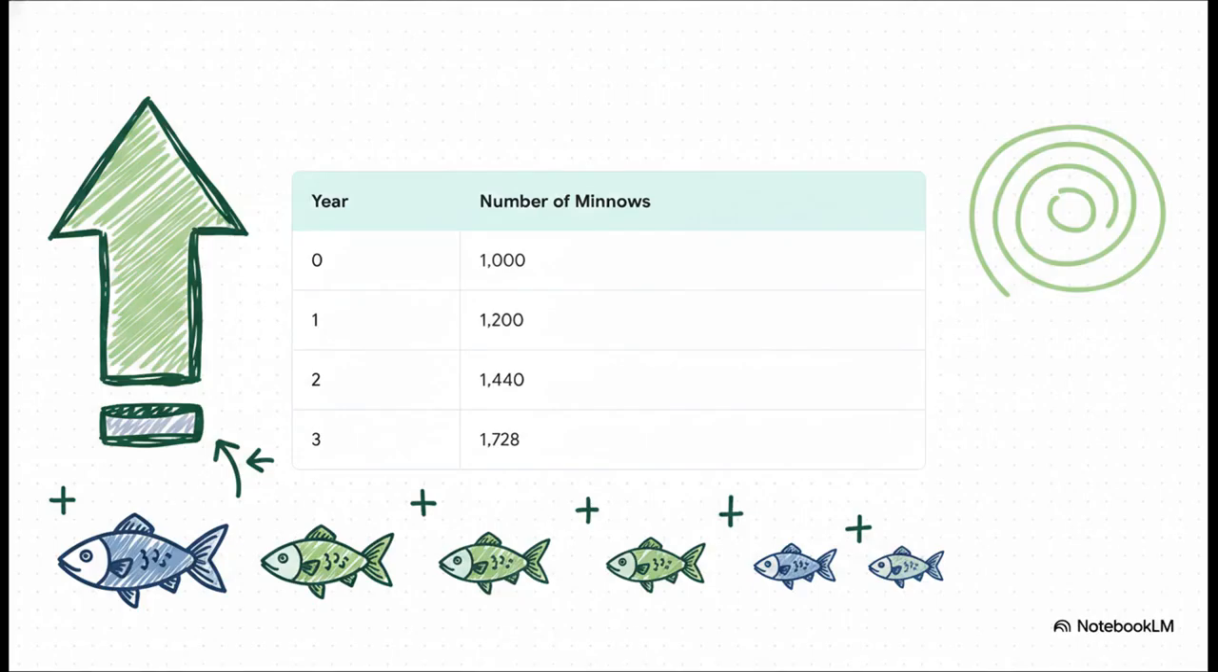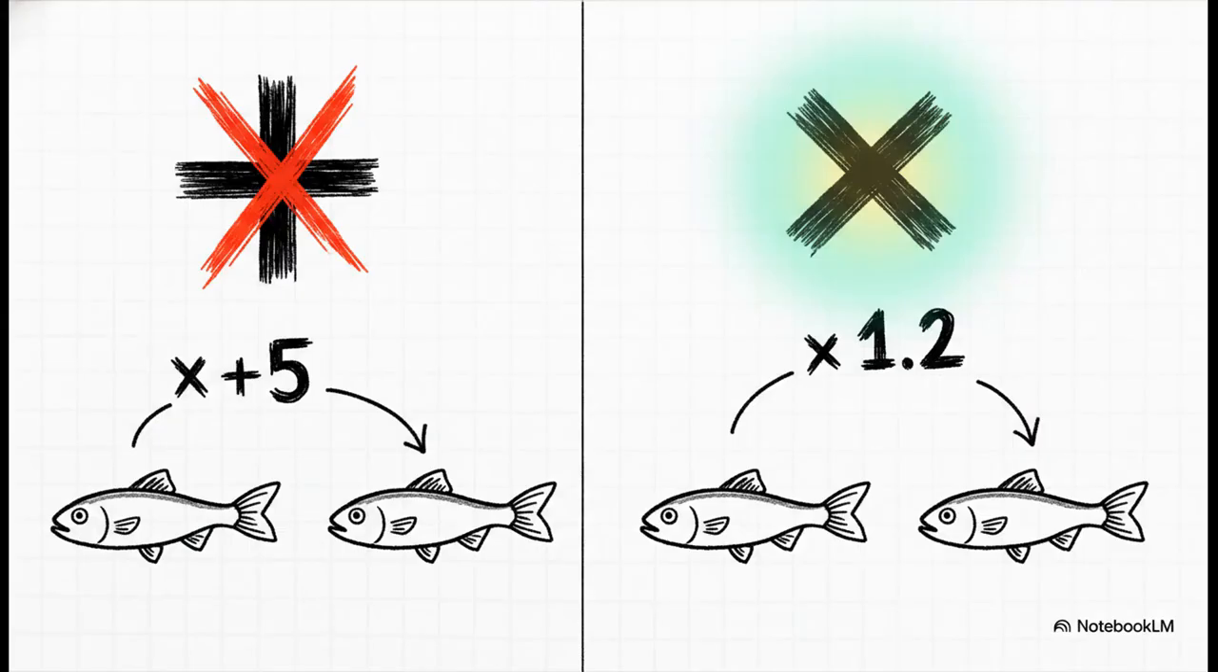We're looking at the minnow population in a pond. So in year 0, we start with 1,000. A year later, it's 1,200. Then 1,440. Do you see it? The jump from year to year isn't the same. It's not like we're just adding 200 each time. There's definitely something else going on here. And that is our big clue.